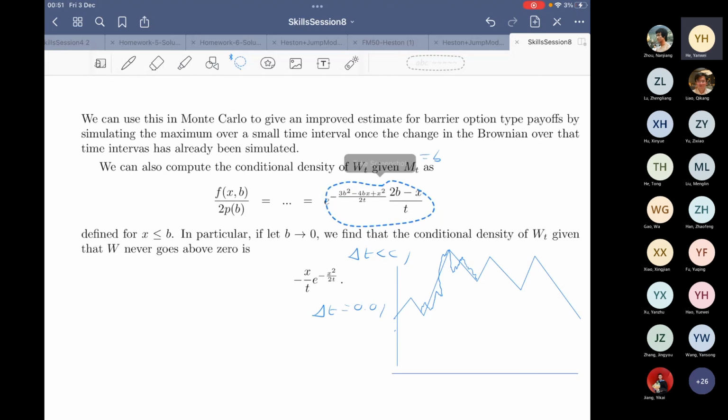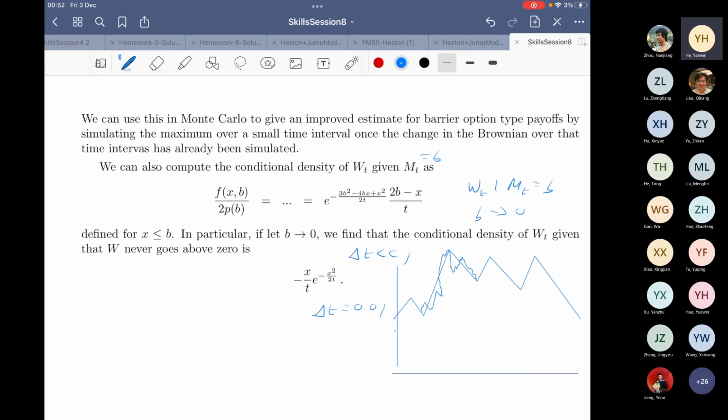And okay, this is still a bit messy, but if you then let b tend to 0, you get an interesting answer: the conditional density of WT given MT equals b, in the limit as b tends to 0. It's quite a weird but interesting limit to take.